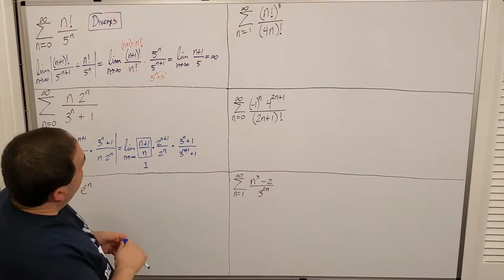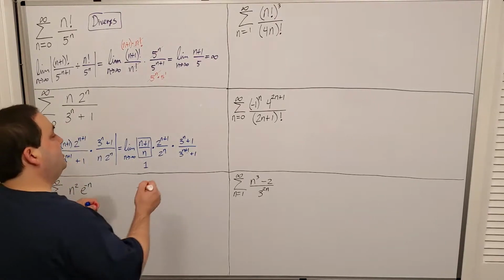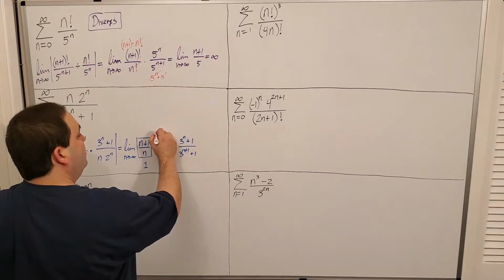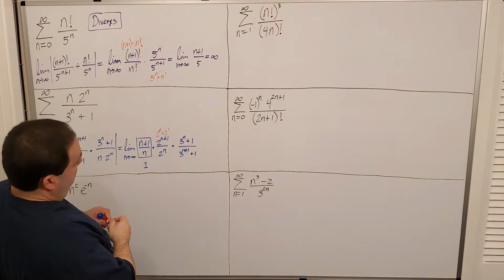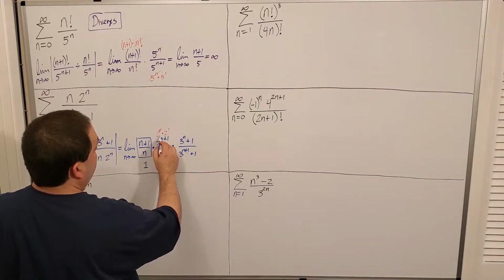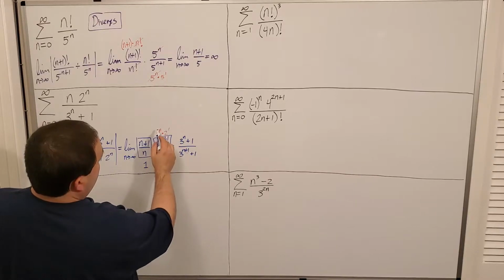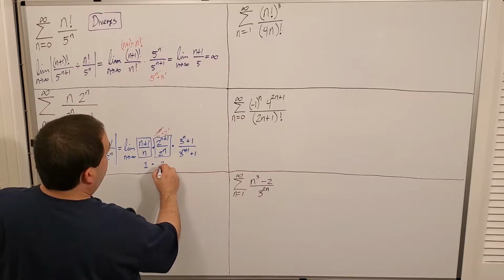Right here, don't forget that 2 to the n plus 1 is the same thing as 2 to the n times 2 to the 1. So then this limit right here, since the 2 to the n's are going to wipe out, is going to leave me with a 2.